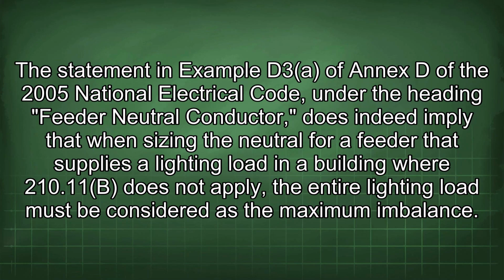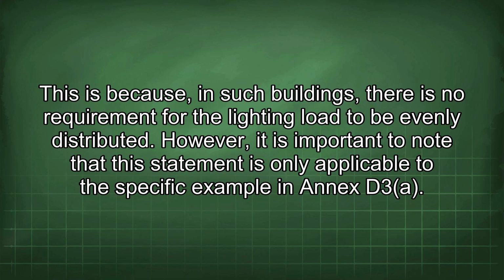The statement in example D3 of Annex D of the 2005 National Electrical Code, under the heading Feeder Neutral Conductor, does indeed imply that when sizing the neutral for a feeder that supplies a lighting load in a building where 210.11(B) does not apply, the entire lighting load must be considered as the maximum imbalance. This is because, in such buildings, there is no requirement for the lighting load to be evenly distributed. However, it is important to note that this statement is only applicable to the specific example in Annex D3.